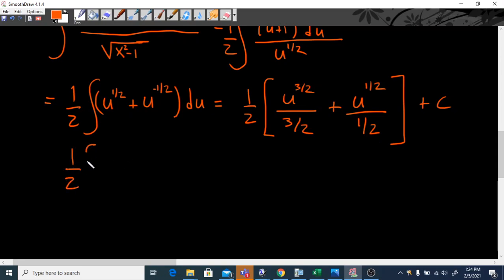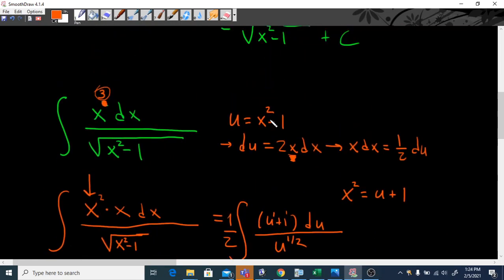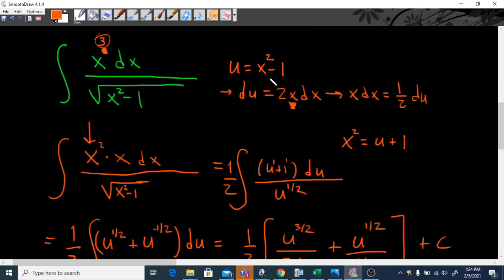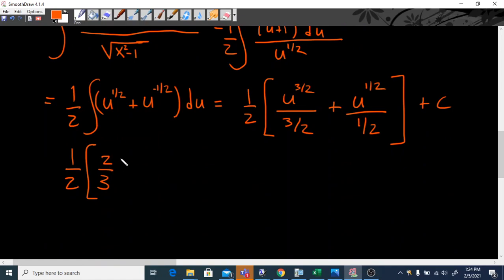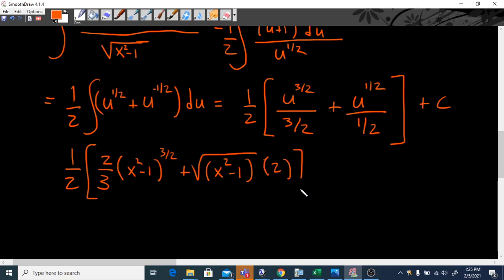So I wind up with 1/2. And then inside I get 2/3. And now I'm going to go ahead and back substitute. u is x squared minus 1. So I'm going to have x squared minus 1 to the power 3/2 plus x squared minus 1 to the power 1/2, which we can write as the square root of x squared minus 1. And then dividing by 1/2, of course, that's just multiplying by 2.